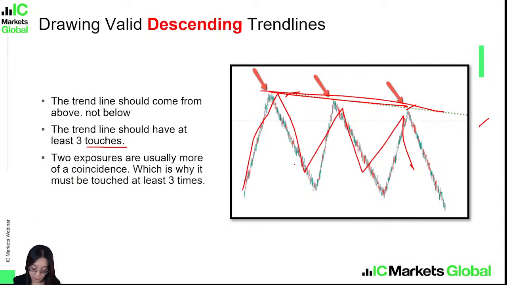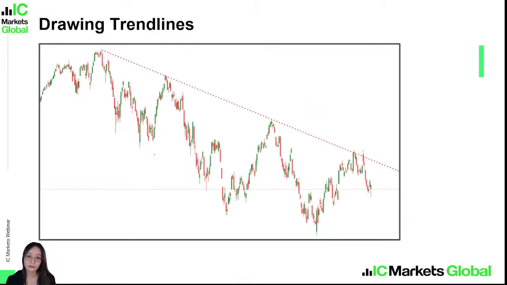Any questions? Okay, trend line, this is the correct one. Okay, 1, 2, 3, and 4. Once price comes here, you can see the wick here.